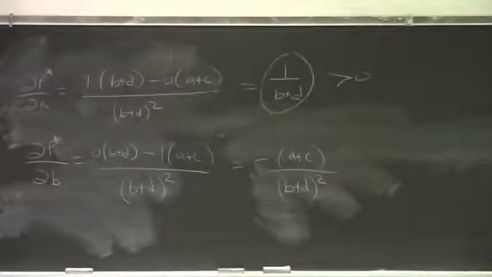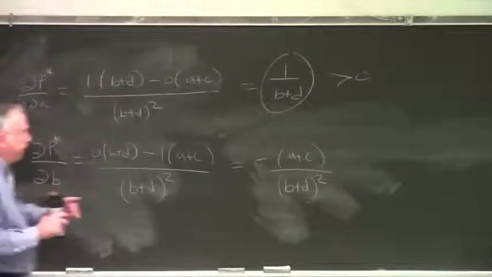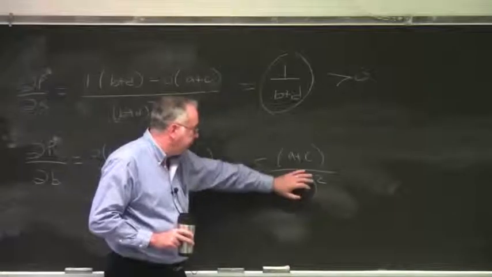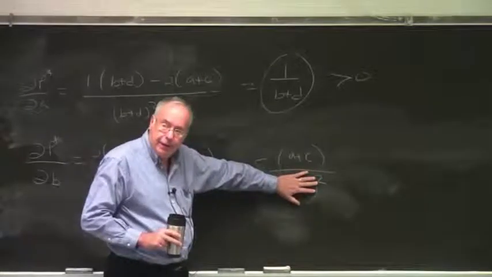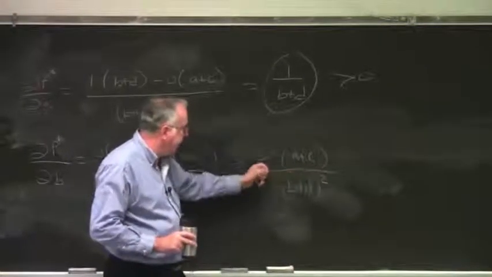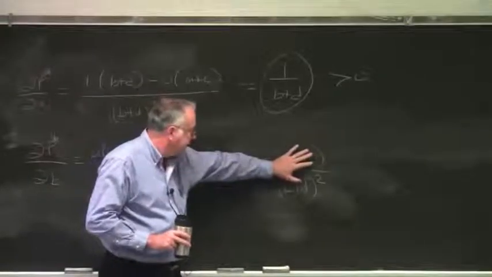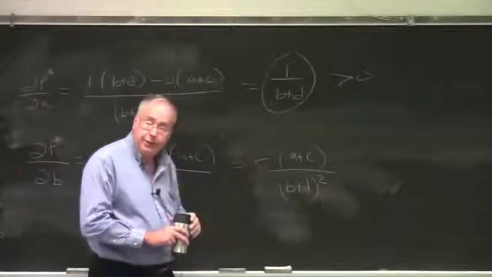You've got A plus C. A and C are both assumed to be positive. You got B plus D here squared, so this has got to be positive. So that's positive, but then you multiply this positive thing here by a negative sign, so this is negative.